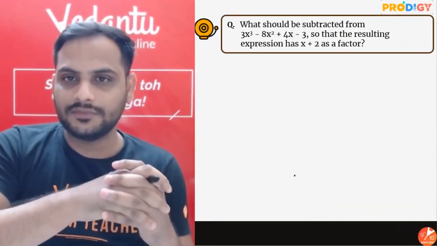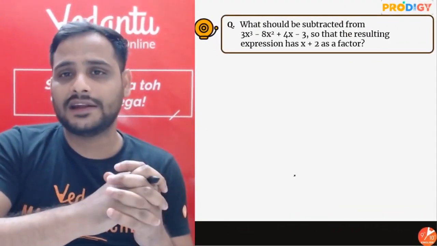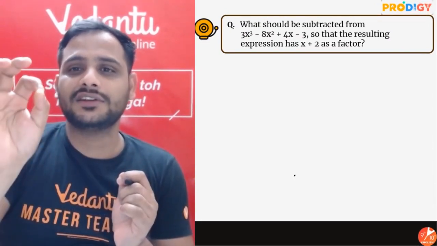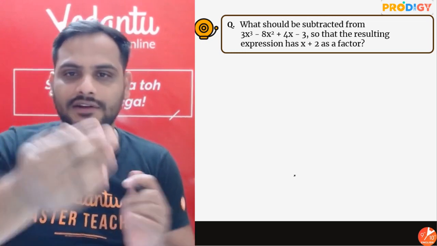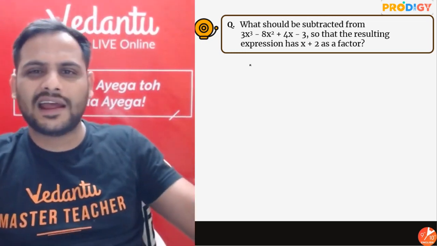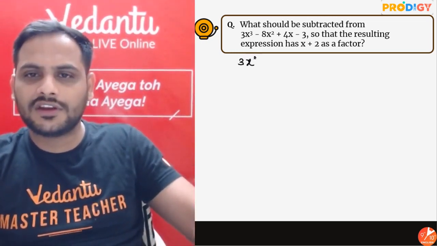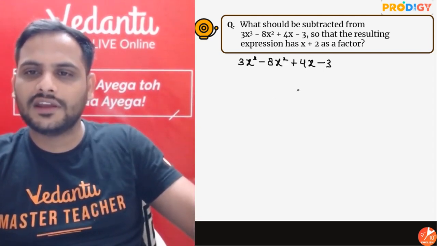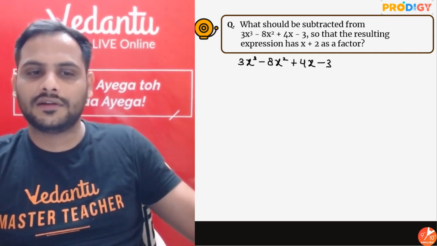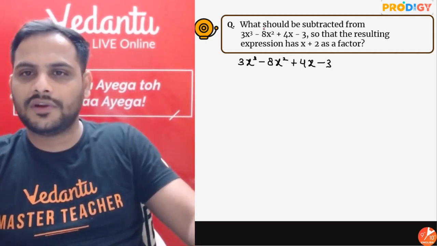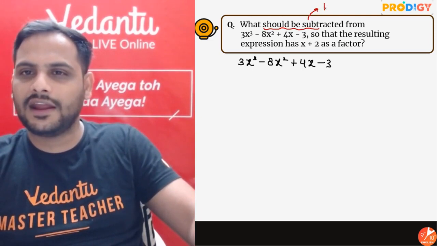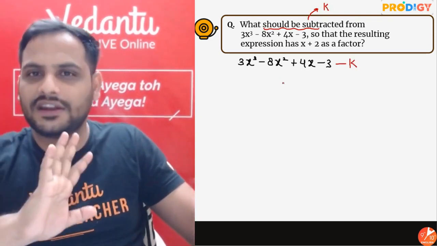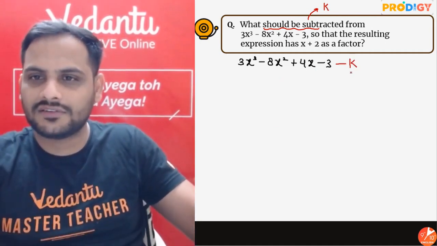Now let's look at a question. What should be subtracted from this polynomial so that the resulting expression has x plus 2 as a factor? So let's say what is subtracted, I don't know. In this 3x cube minus 8x square plus 4x minus 3, I don't know what to subtract. So let us say we need to subtract k. So subtract k. My aim is to find out k. Minus k, I have done the subtraction.